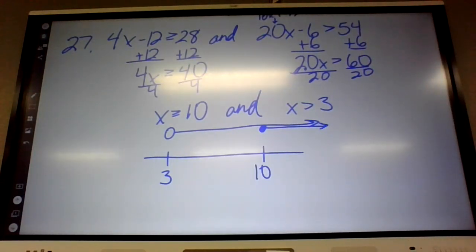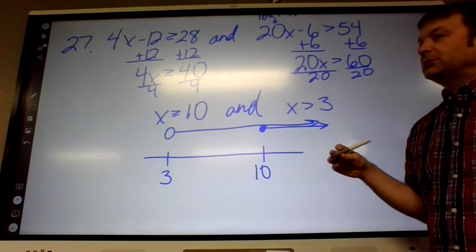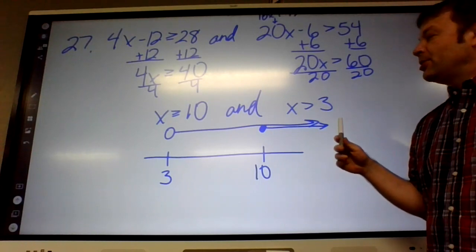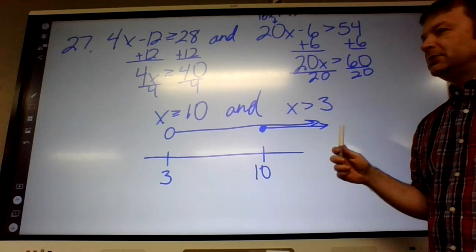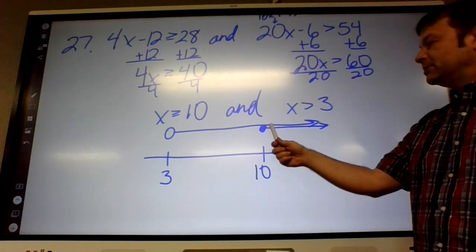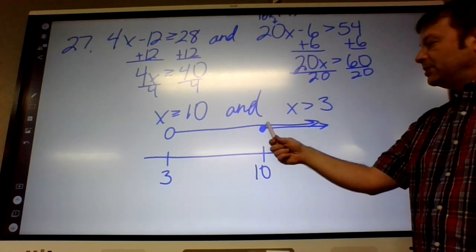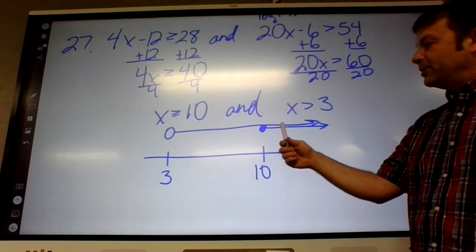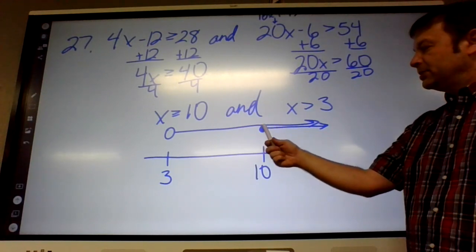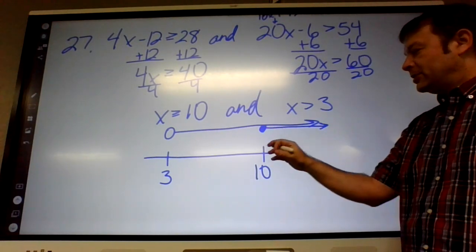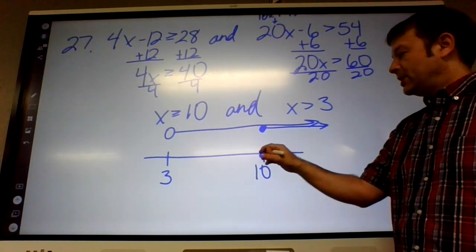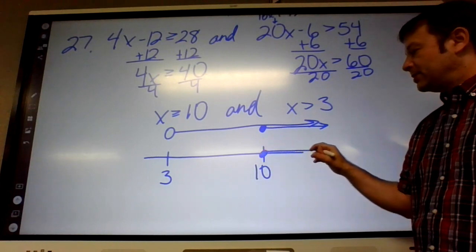All right. If it's an and, what are we actually going to use? Where are they both at? Over here on the right, right? So, where do they start both appearing? At 10, and then after, right? So really the answer is just the x is greater than or equal to 10 part.